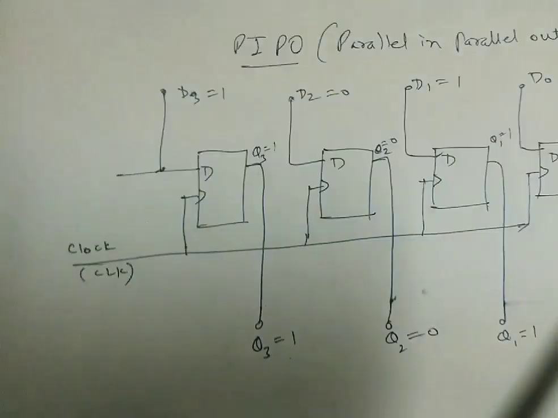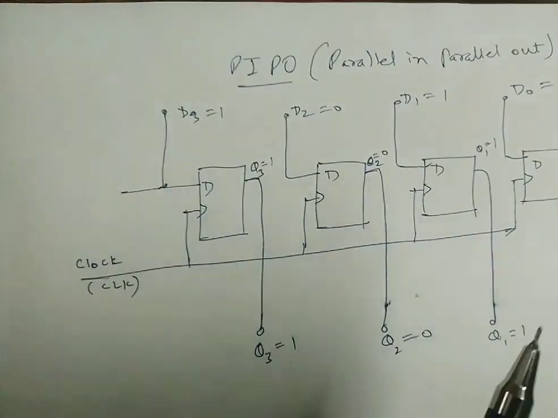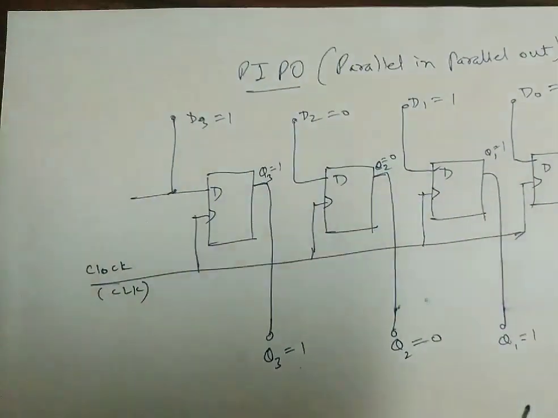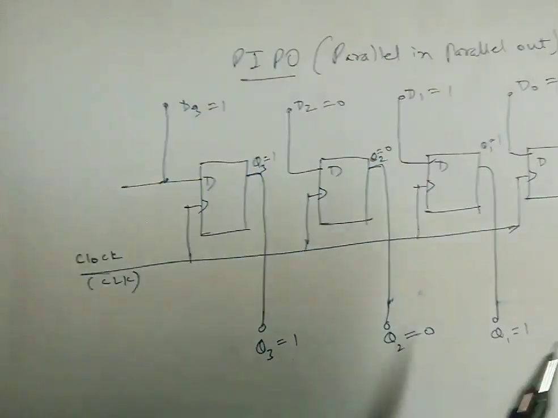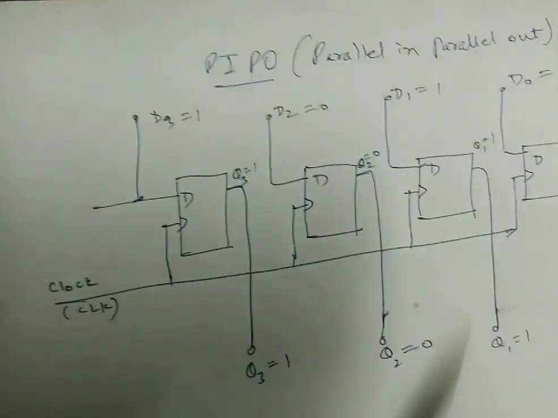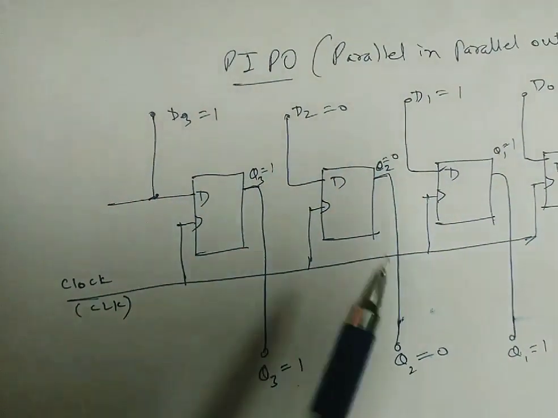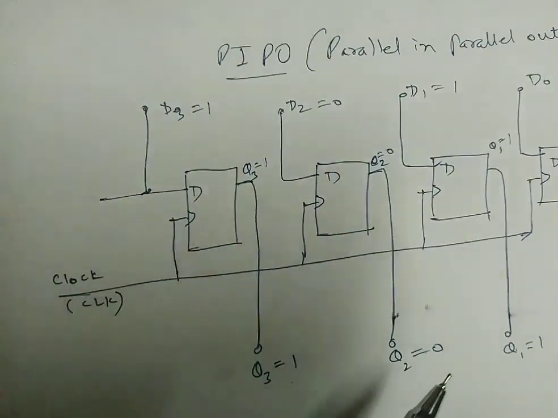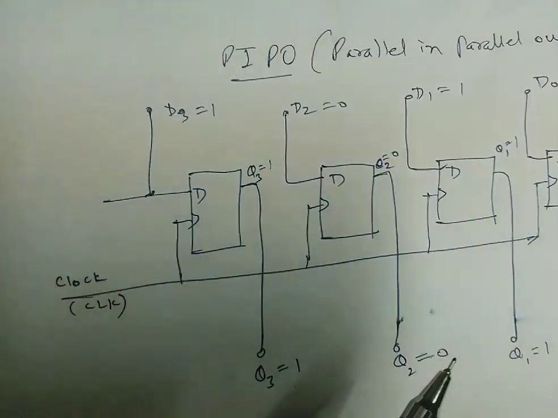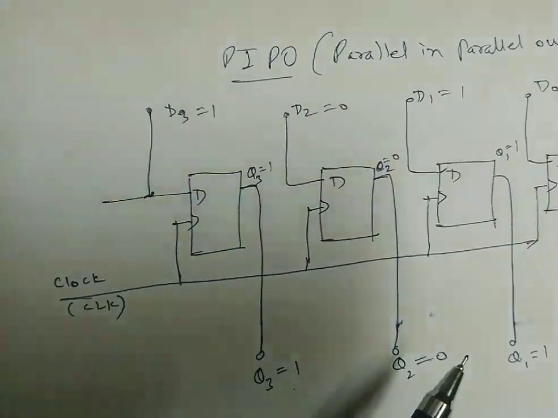So this is how the parallel in parallel out shift register works. A point to note is that in a single clock pulse, the parallel inputting as well as parallel outputting is taking place. That is, this is the parallel in parallel out shift register.